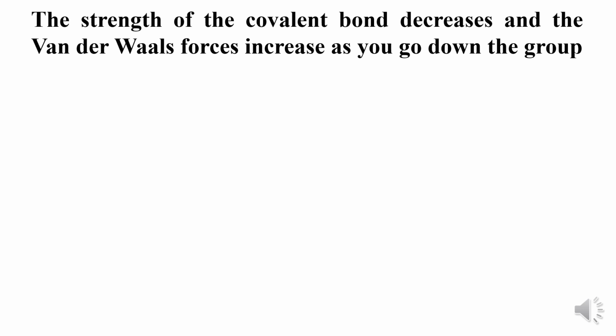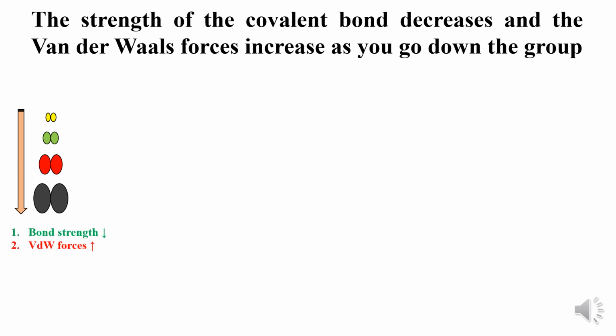Now a little bit more details about the covalent bond strength as you go down the group. The strength of the covalent bond decreases down the group while the van der Waals forces increase. So one needs to bear in mind these two highlighting points about the halogens as you go down the group. The bond strength decreases down the group while the van der Waals forces increase. So one needs to remember these 2 points when talking about the physical properties of halogens.